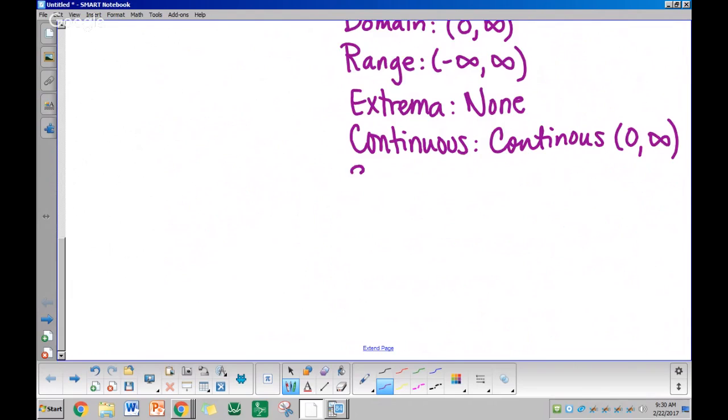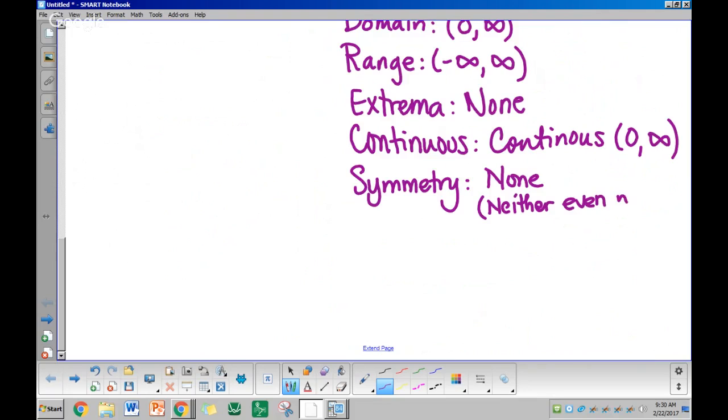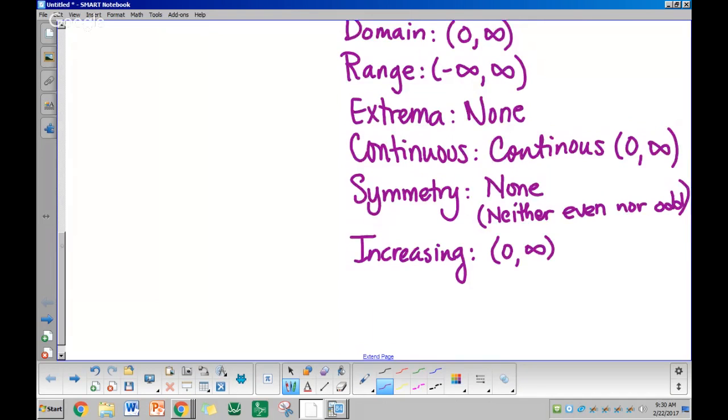The symmetry here is none, meaning it's neither even nor odd. Increasing intervals: that's right, it's an increasing function, which means it's, what is a word I'd like to use? Growth.